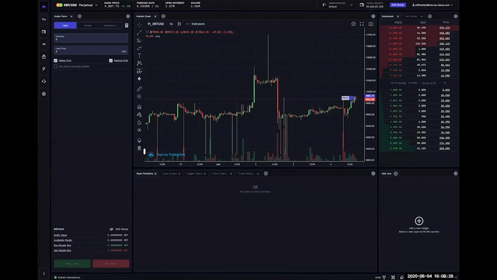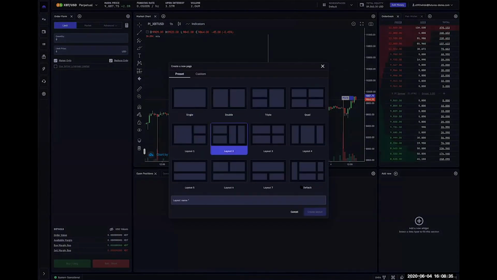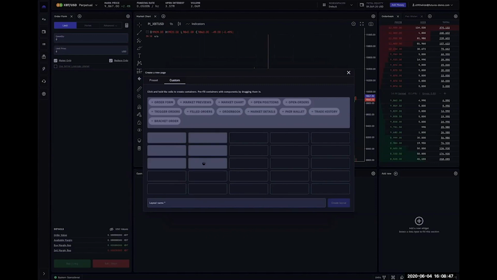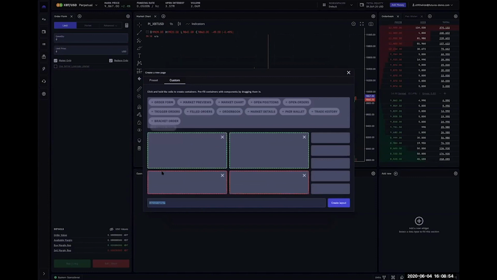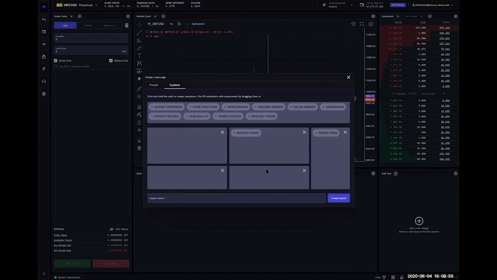One of the cool things that we're really proud of is the workspaces that we've created. Using these predefined templates, you can create workspaces and populate them with anything that you'd like. One of the coolest things you can do is also create custom workspaces. If you have a specific setup that you like, you can go through and drag to create different things and just populate it. So I want my order form here, or I want my order form there. I want my market chart there, trigger orders, order book, and so on.